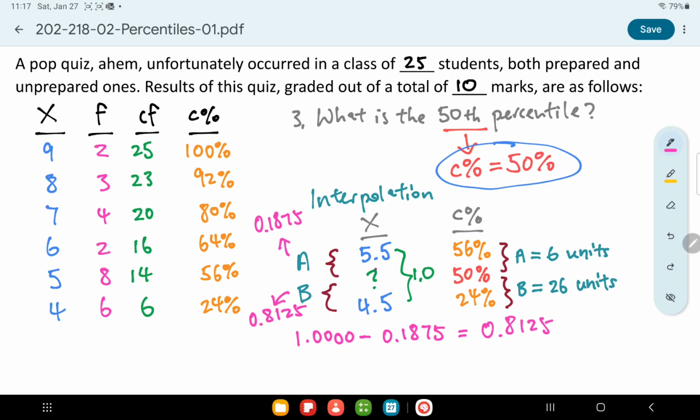To figure out then what the question mark is, as you can see here, the question mark essentially is 5.5 subtracting 0.1875, which gives us 5.3125, and hence the answer to the question, what is the 50th percentile according to the frequency distribution we've been looking at? The 50th percentile corresponds to the score of x equals 5.3125.